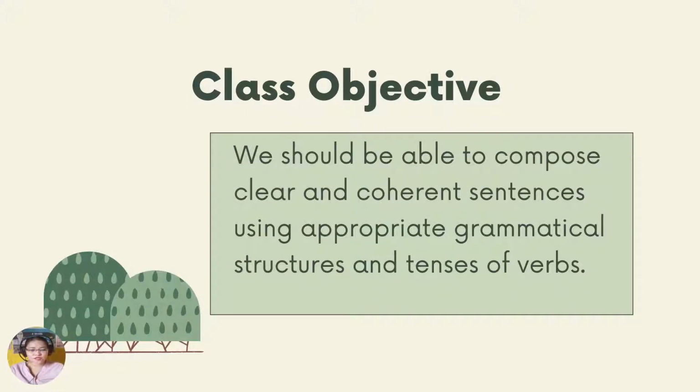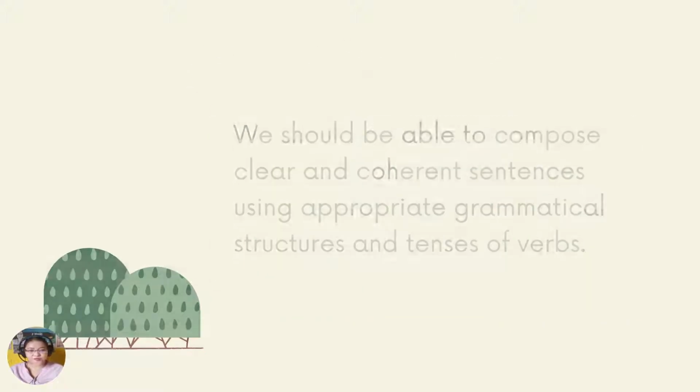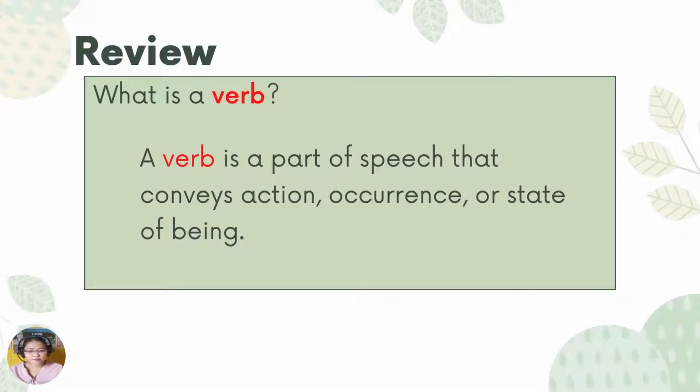Alright, that's good. Now, what are the things that we need to tackle for today? We should be able to compose clear and coherent sentences using grammatical structures and tenses of verbs. Now, let's have a short review about the lesson that we tackled last time. What is a verb? A verb is a part of speech that conveys action, occurrence, or state of being.